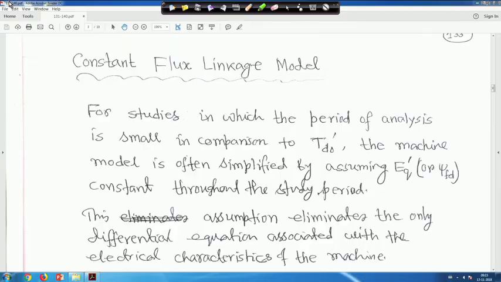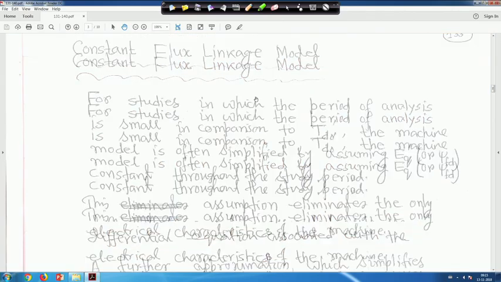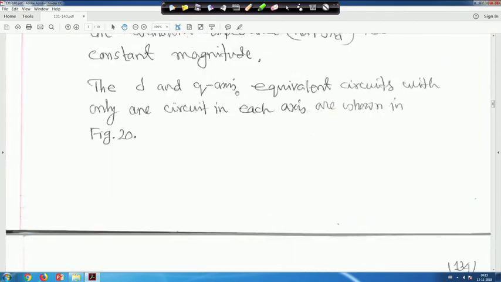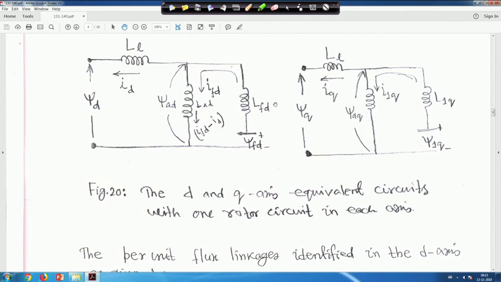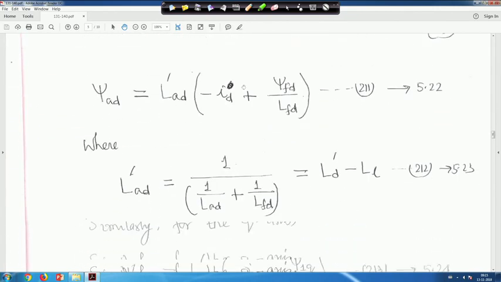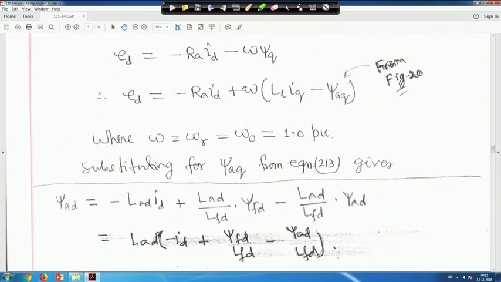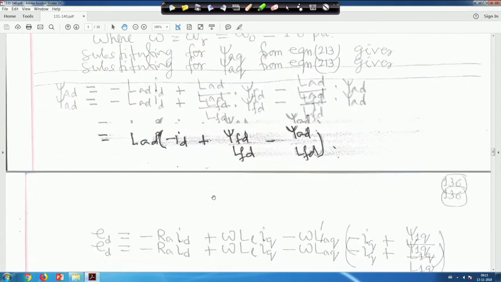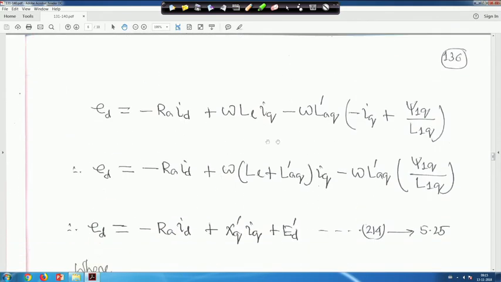Okay. So, we have already started this constant flux linkage model, and we have come up to this point, because every lecture I start from where we ended. This is not required for you. We are starting from the last lecture, from whatever page we ended on.